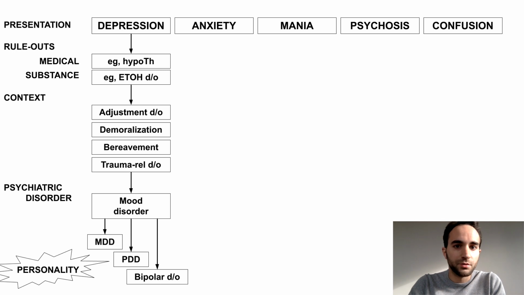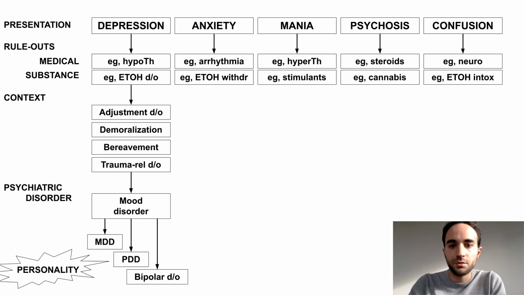Now that we have a general framework for how to work through a differential diagnosis, let's apply this framework to the other presenting symptoms. As before, first consider medical-related and substance-induced causes, such as those displayed here. For each of these presenting symptoms, there are many other medical-related and substance-induced causes, and I would encourage you to review these causes and develop your own framework for systematically ruling them out.